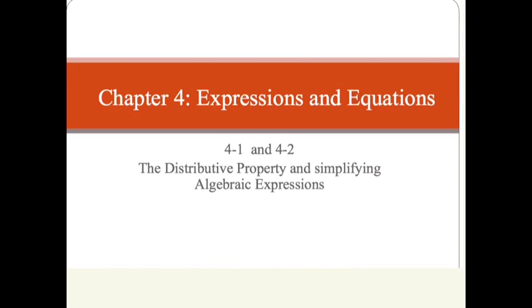Hey friends, we are still in chapter 4, or we're now entering chapter 4. We're going to do something a little bit different. We're going to actually look at two sections at one time, especially since in class we already discussed the distributive property.